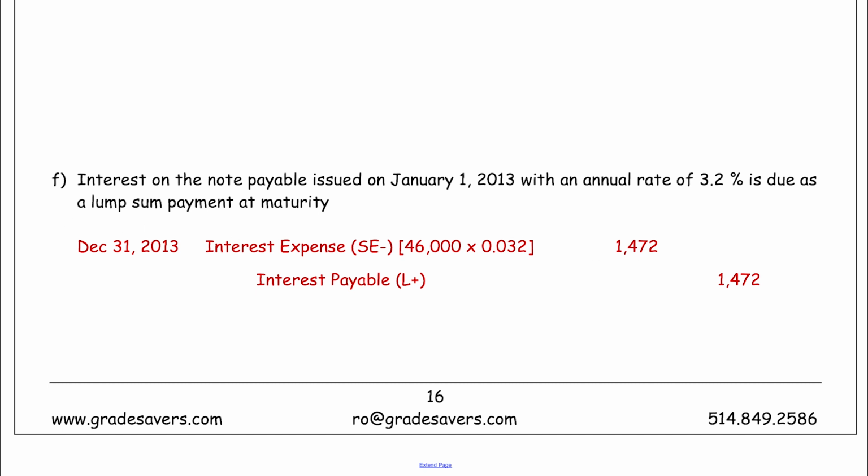We're going to credit interest payable. I remind you that interest payable is a liability, and we're crediting this simply because the firm is more liable. The interest has happened, but they're going to be paying for it later. Of course, the amount of the liability is going to be the same, $1,472.